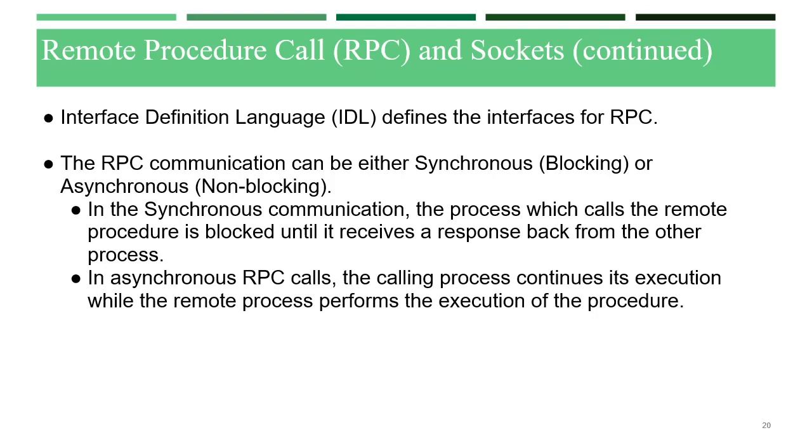In synchronous communication, the process which calls the remote procedure is blocked until it receives a response back from the other process. While in asynchronous RPC calls, the calling process continues its execution while the remote process performs the execution of the procedure. The result from the remote procedure is written back to the caller through mechanisms like callback functions.